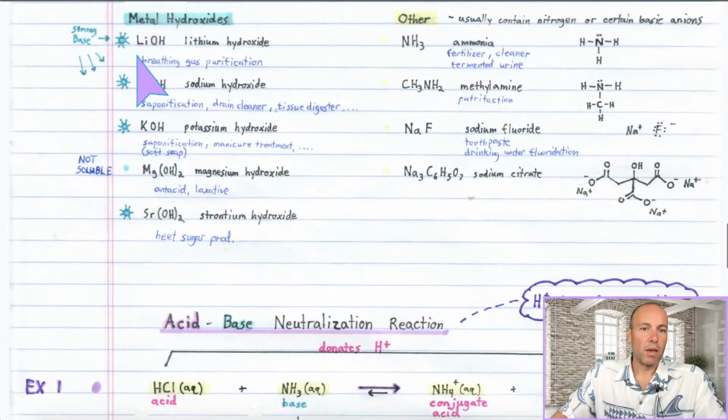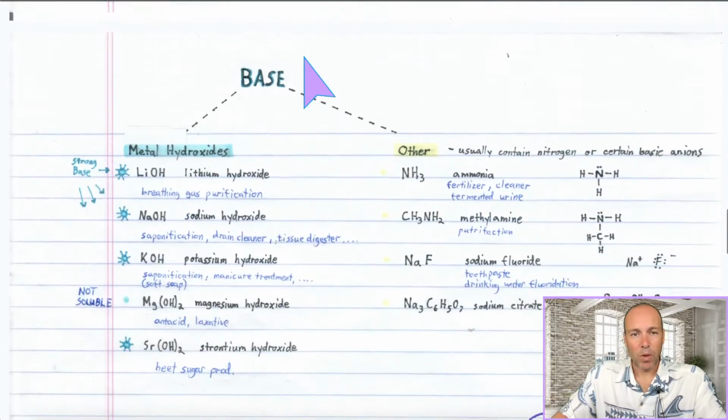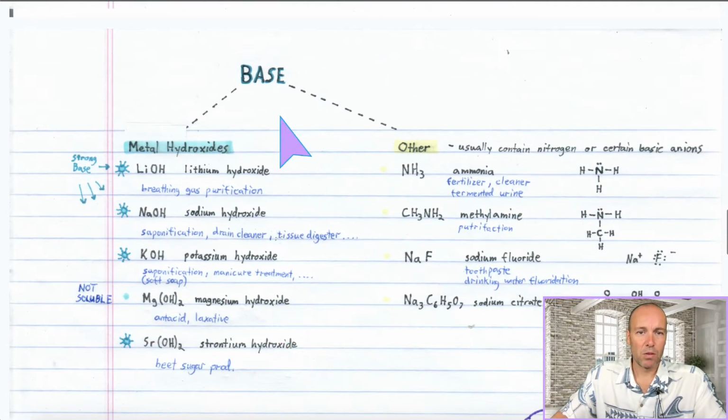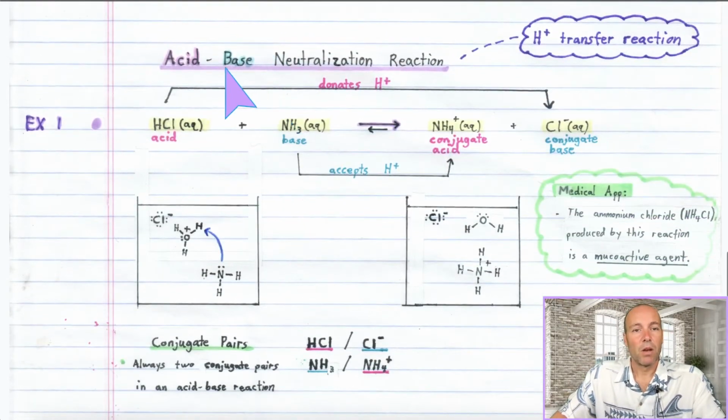Let's recall at the end of the previous video, we took a look at several examples of acids. These are the chemicals that release protons in solution and also donate protons when they react. And we also looked at some examples of bases which release hydroxides in solution, and they also accept protons when they react. So in this video, we're looking at acid-base neutralization reactions, which are also called proton transfer reactions.